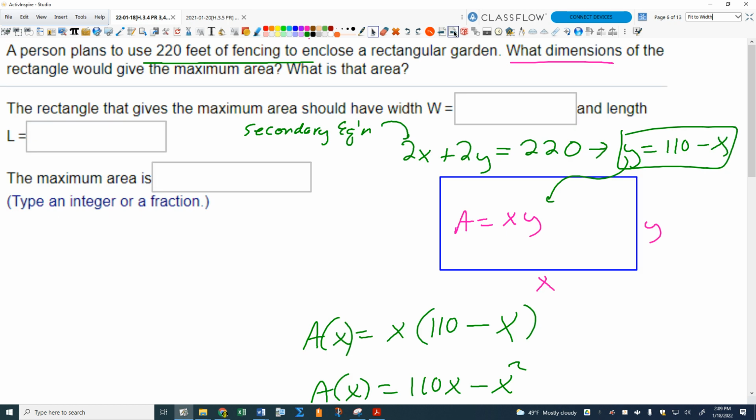And we'd started this problem, right? A person plans to use 220 feet of fencing to enclose a rectangular garden, and we're looking for what dimensions of the rectangle would give the maximum area. Okay, and what is that area?